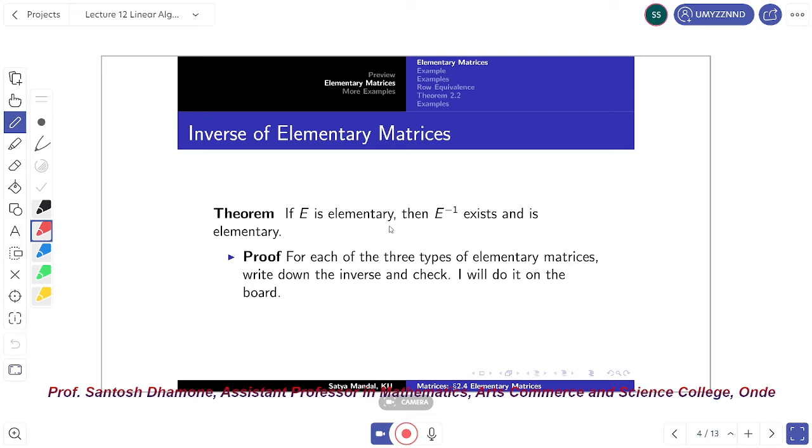In this example, if E is an elementary matrix, then its inverse exists, and the inverse is an elementary matrix. This is the proof of this theorem by an example.